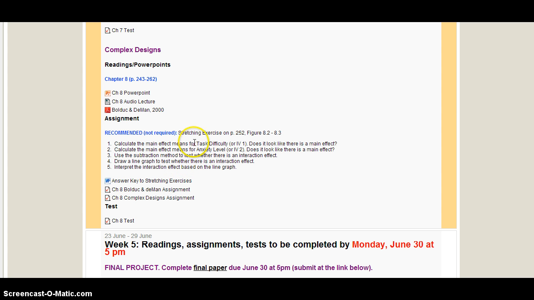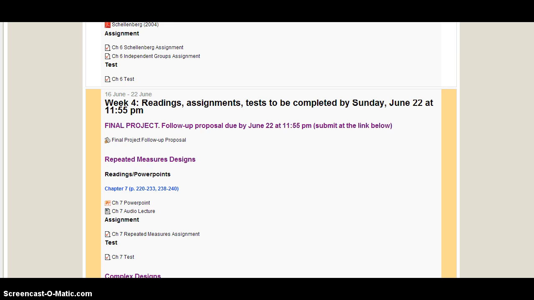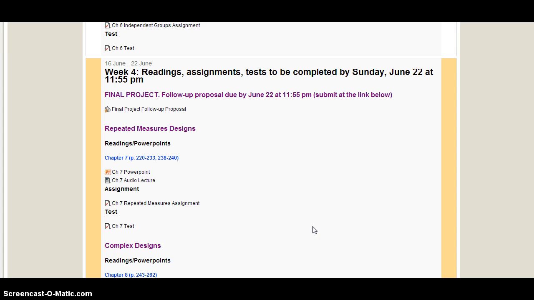Also for Chapter 9, there's a short reading, the Bolduc and Demand reading, and then there are some questions to answer about that. And then there's another example with questions in the complex designs assignment. Interaction effects are tricky, so I'd encourage you to start early and get lots of practice in this, and be sure to ask questions on the help forum if there are things you don't understand. And then the final thing for this week is your final project follow-up proposal.